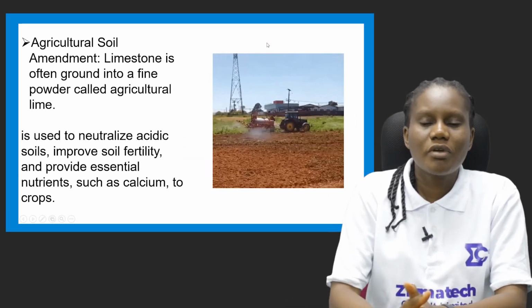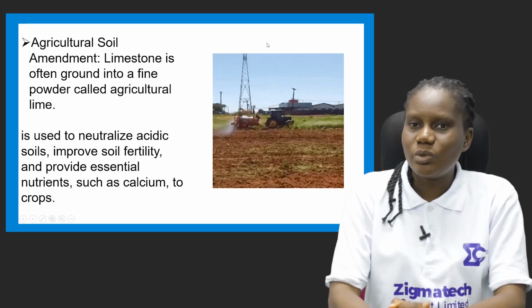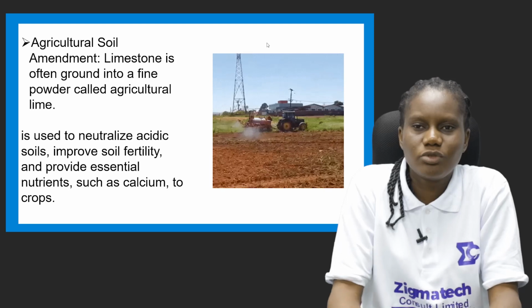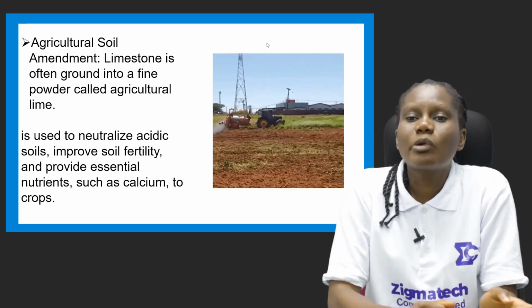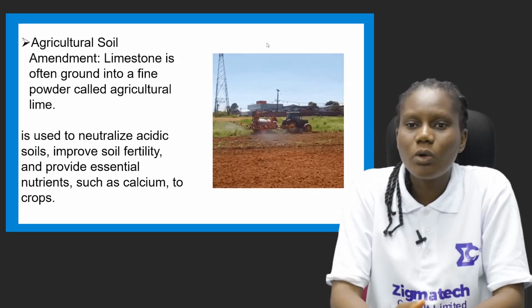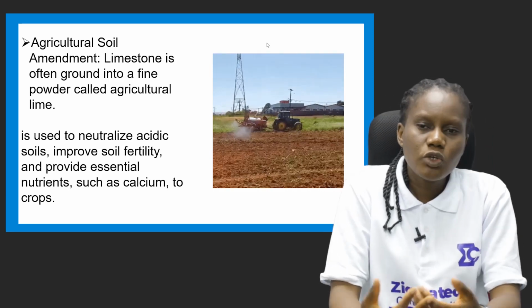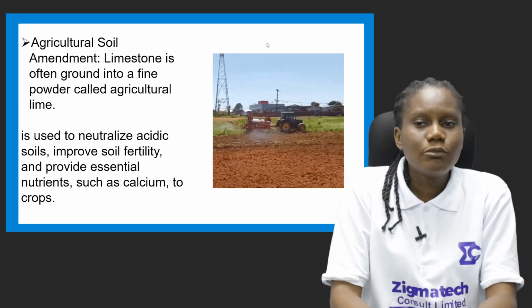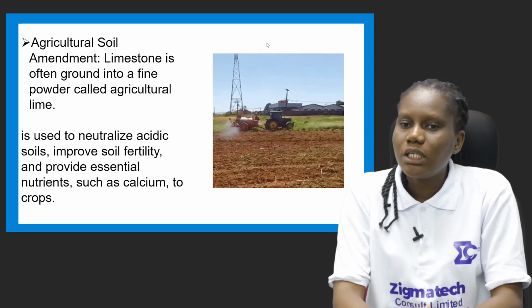Also in agricultural soil amendment. I know you'll be surprised to hear this. What does limestone have to do with it? Limestone is often ground into a fine powder called agricultural lime. And when you grind it, what is it used for? It's used to neutralize acidic soil. Limestone is actually alkaline in nature.